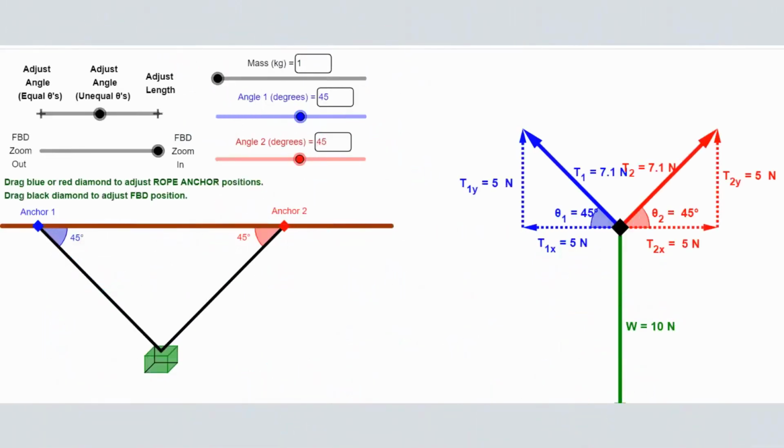Now let's try to understand this question with the help of animation. As you can see here, I have already set this angle to 45 degrees and this angle also 45 degrees. If this angle is 45 degrees, it also means that the angle with the horizontal, let's say theta 1, also has to be 45 degrees because alternate angles are equal.